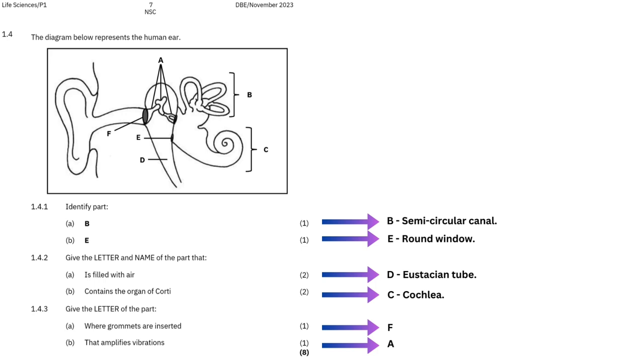And 1.4.2, part B, give the letter and name of the part that contains the organ of Corti. It's C, cochlea. 1.4.3, give the letter of the part A where grommets are inserted. We only need to write the letter F. And 1.4.3 part B, give the letter of the part that amplifies vibrations. The answer is the letter A.